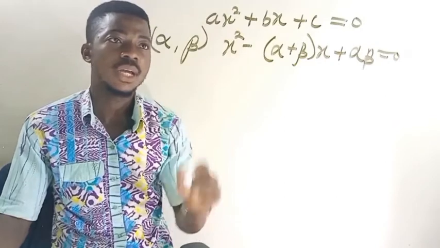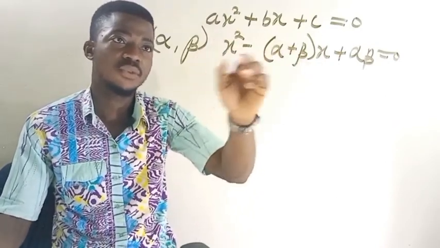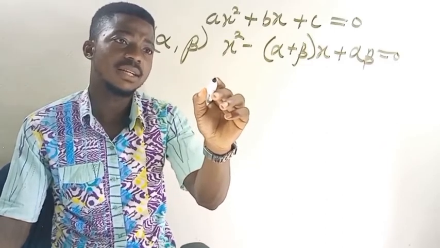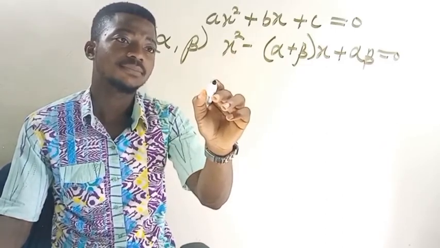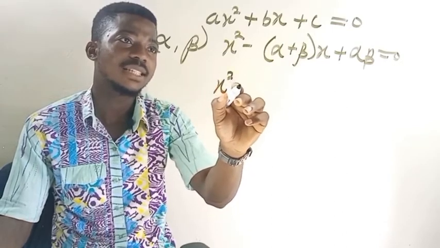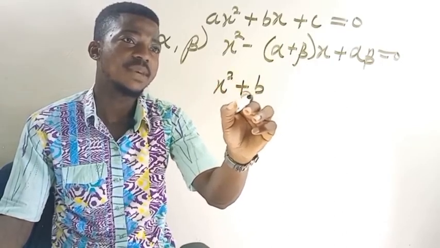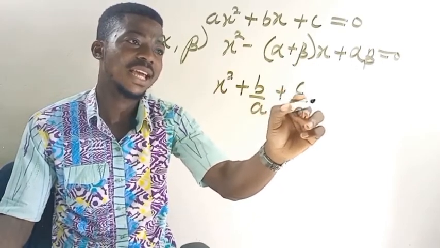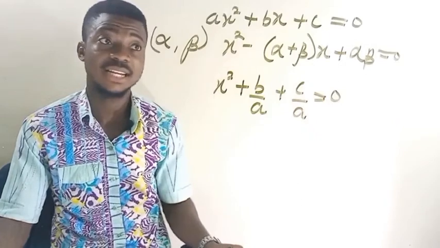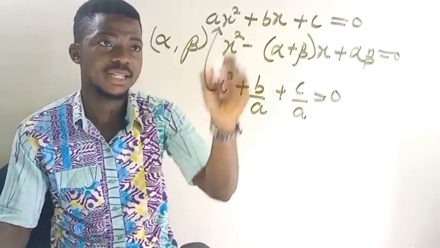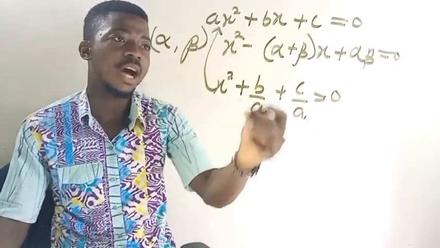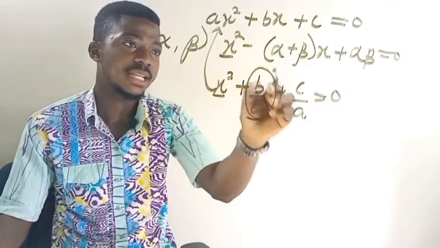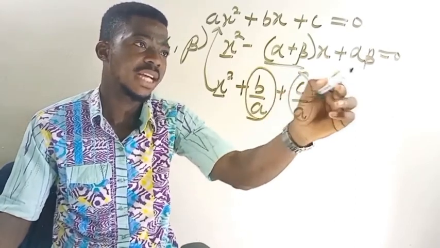So what we're going to do is divide the first equation through by a. So when we divide that one through by a, we're going to have x squared plus b over a x plus c over a equal to 0. So we're going to have something like this for the first one. You can see that this one is now almost the same as this. So this is for that, this one is for this, and this one also is for that.